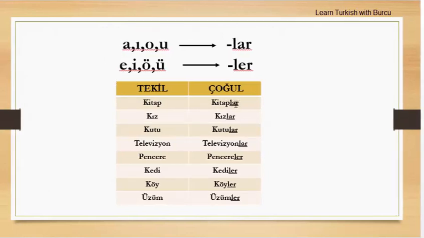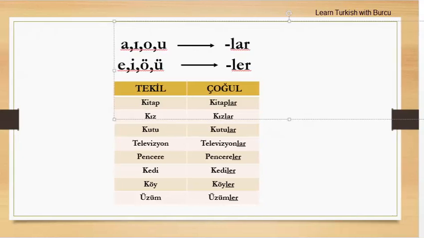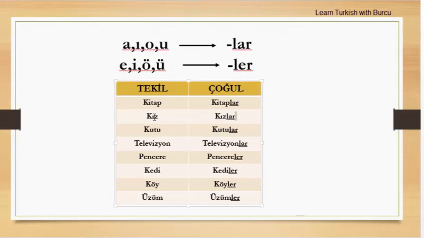Let's have a look at this one. Kız. The final vowel, and the only vowel, is ı. After the vowel ı, we need to use lar. So we say kızlar. By the way, kız means girl. Kızlar means girls.